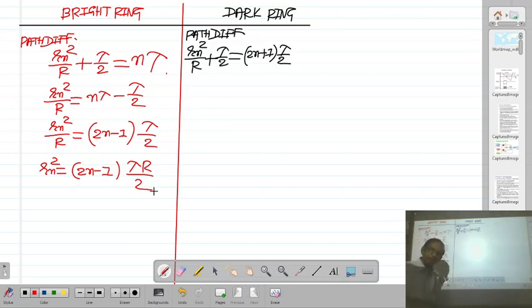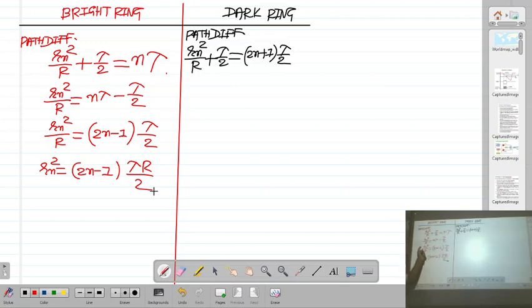At that point constructive interference will occur and that point will form a bright ring of radius Rn. So small r square upon capital R is equal to n lambda minus lambda by 2. I have taken lambda by 2 to the right side, so plus lambda by 2 will become minus lambda by 2. So small r square upon capital R is equal to n lambda minus lambda by 2. If I take lambda by 2 as a common factor, then I have 2n minus 1 inside the bracket.